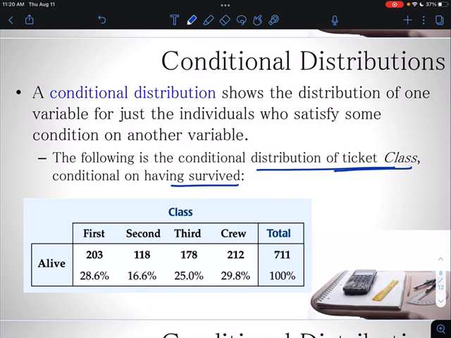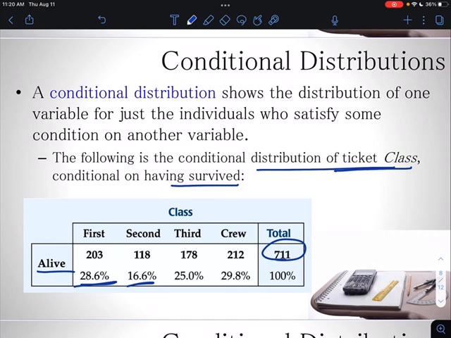And so as we're looking at this, we're looking at the distribution of class, but we are conditioned upon having survived. So right now, I don't care about the non-survivors in the overall table. I'm looking at just out of survivors. So I had 711 survivors. Of those, 203 were first-class passengers. If I take the 203 divided by the 711, that creates my 28.6%. If I look at my second-class passengers, 118 out of the 711 gives me 16.6%.